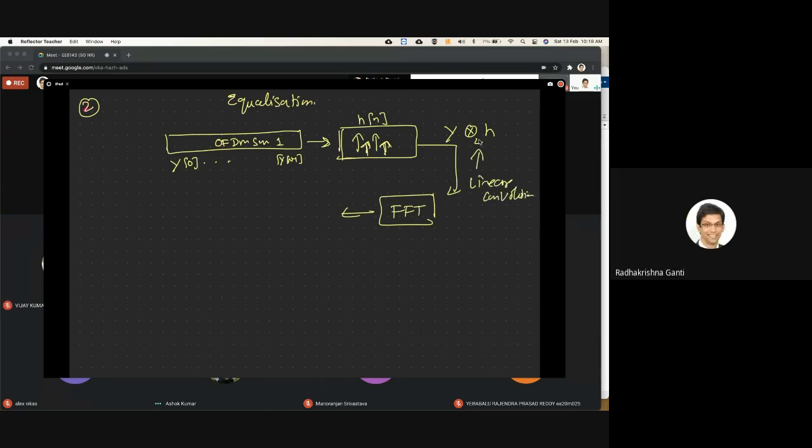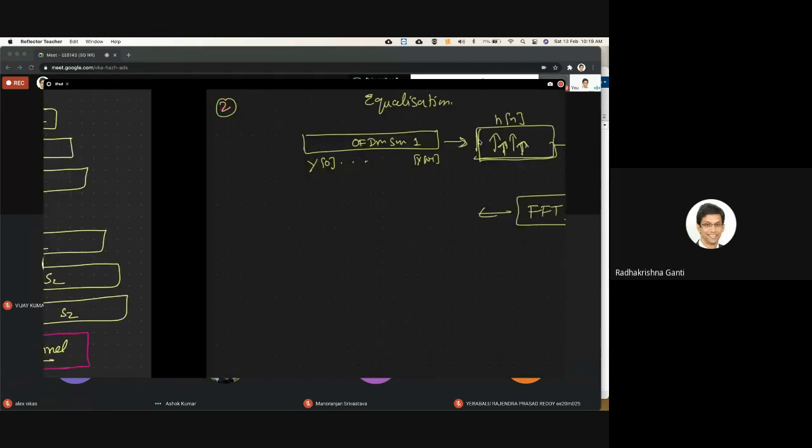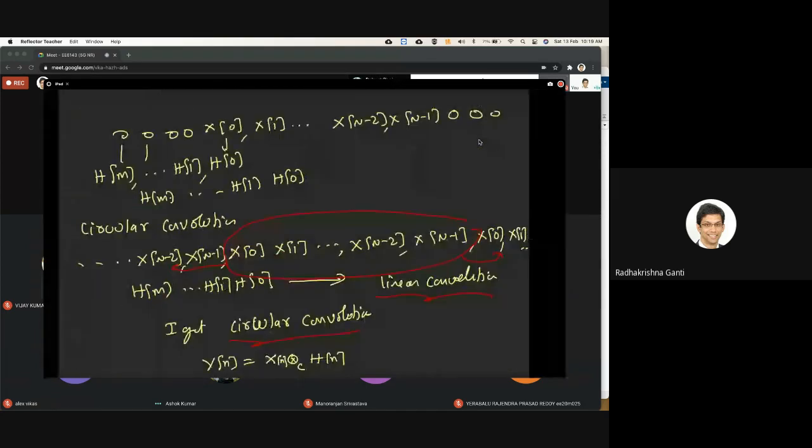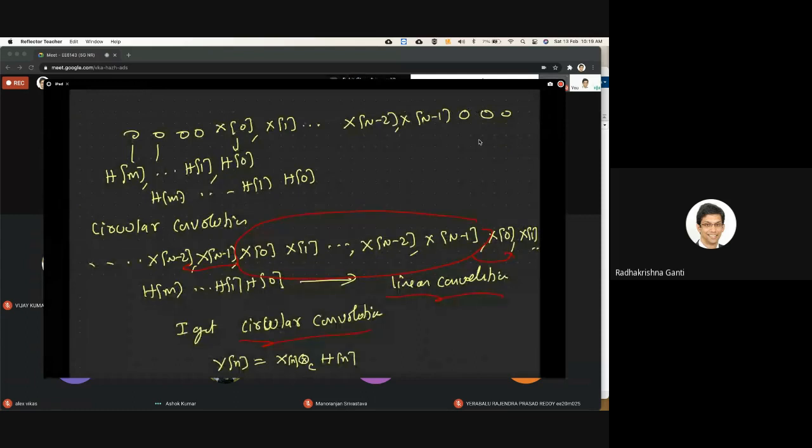So now the question is, how do I engineer my system so that it goes through a linear convolution, but the output is circular convolution? This is exactly what we discussed earlier. How do you convert linear convolution to circular convolution? You just periodically repeat it. I just took the end part and put it in front, and I did linear convolution. When I did linear convolution, I got circular convolution.